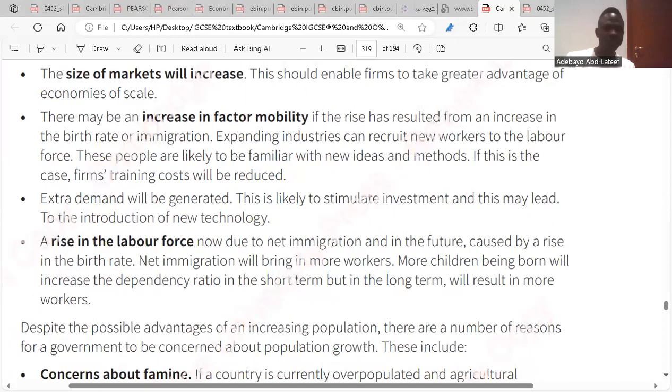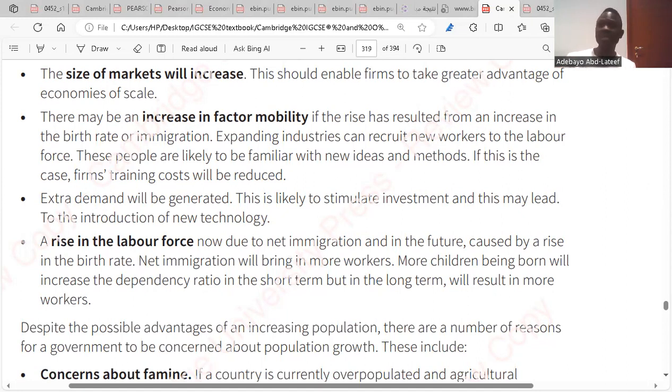The third point, there will be an increase in factor mobility. If the rise has resulted from an increase in the birth rate or immigration, expanding industries can recruit new workers to the labor force. These people are likely to be familiar with new ideas and methods. If this is the case, firms' training costs will be reduced. So here they're talking about an increase in factor mobility, which means large numbers of people start working. A lot of people are coming into the country and the birth rate is also increasing. So this means that people will be engaged.